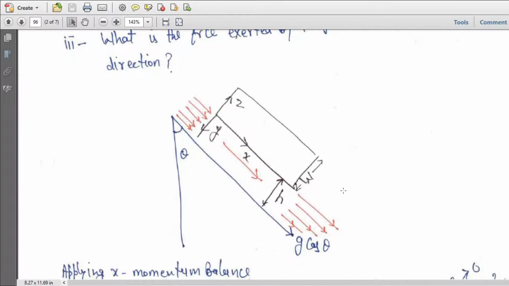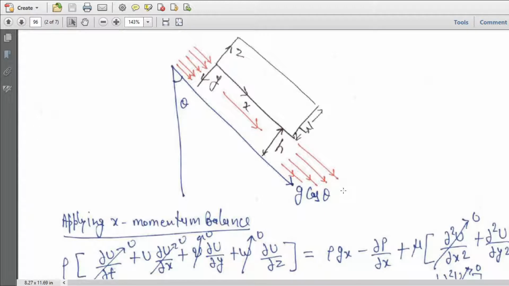So if we see the schematic of this particular falling film, this is an inclined plane, inclined down by theta. This is a differential volume. The fluid is falling as a thin film. So the total thickness of the film is h, the width of the plate is W, and let's say the length of the plate is L.